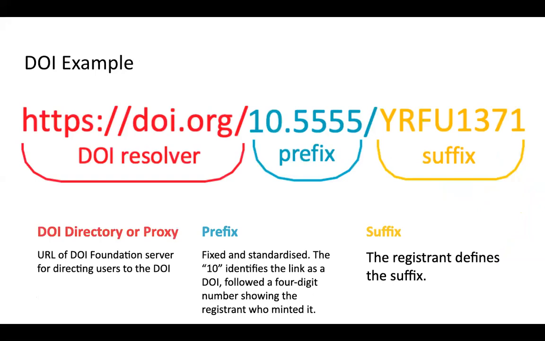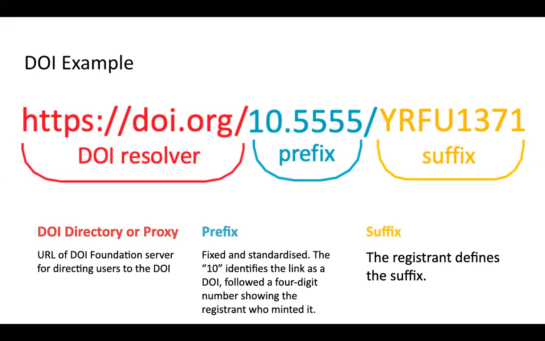So let's look at the structure of a DOI. As you can see, it has several parts, a resolver, a prefix, and a suffix. So the beginning part, the https://doi.org, is that DOI resolver. This makes the DOI an actionable URL. Next, the prefix, which is the 10 dot, a certain string of numbers.